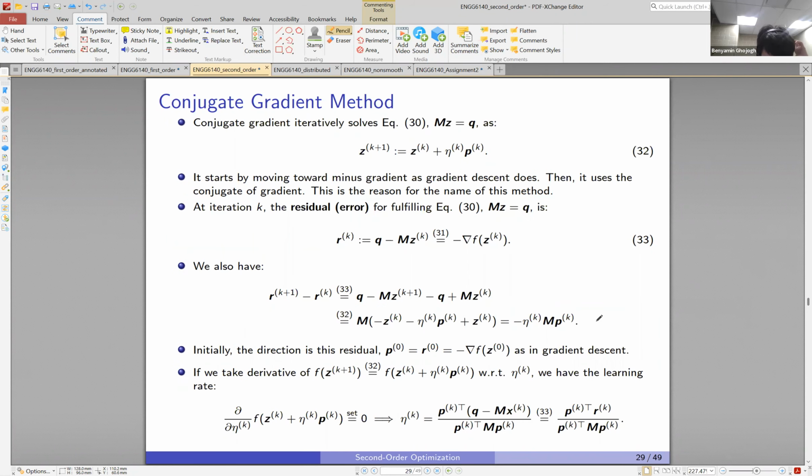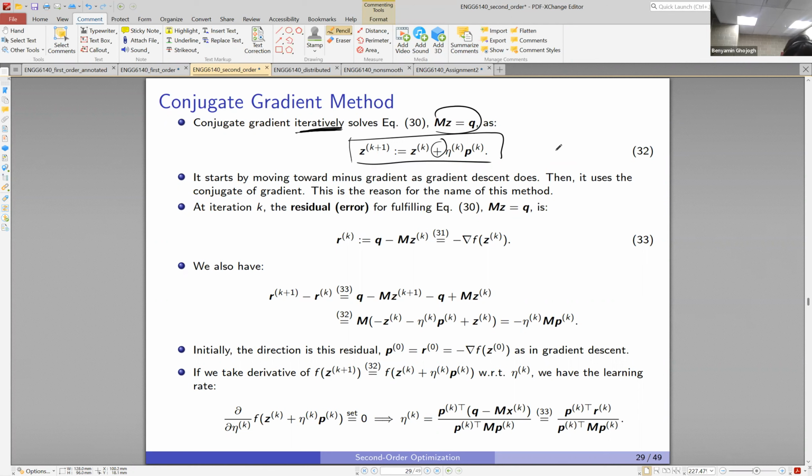Conjugate gradient iteratively solves mz equals q. It is an iterative algorithm. So it iteratively solves mz equals q as this. You can see that it reminds you of the gradient descent algorithm. It's very similar to that. By the way, it's gradient ascent. Do you know why? It has plus, not minus. Okay. And it's very similar to the optimization itself. So it has an optimization in itself, apparently.